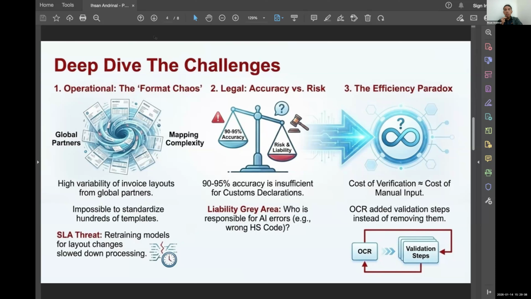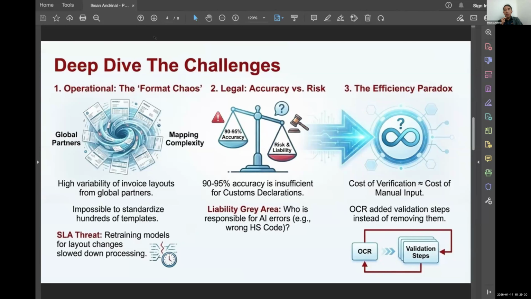The next challenge is the legal liability. This is the most critical point for governance. If an AI misreads a Harmonized System code, for example from 0 to 8, with the worst case scenario where the traders get fined, who is responsible, the trader or the system itself?